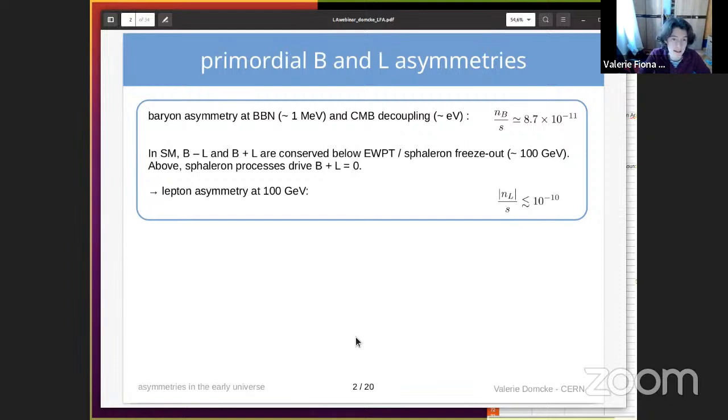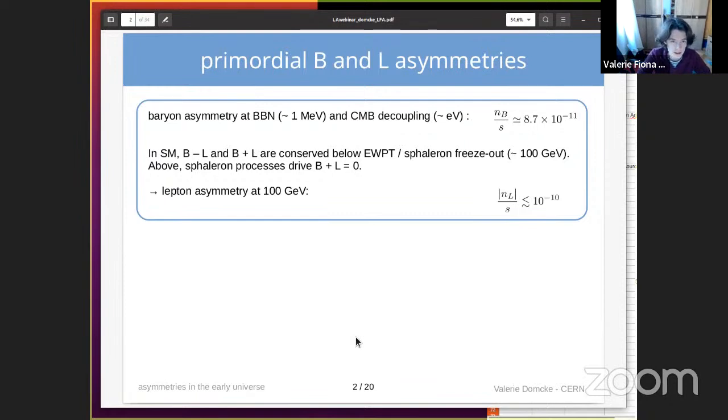And now in the standard model, B minus L, so baryon number minus lepton number, and B plus L are conserved below the electroweak phase transition. In fact, in the standard model, B minus L is always conserved, and B plus L is conserved at low temperatures, and at high temperatures, we have the sphaleron processes which drive B plus L to 0.